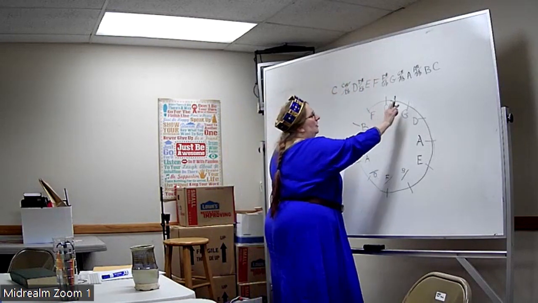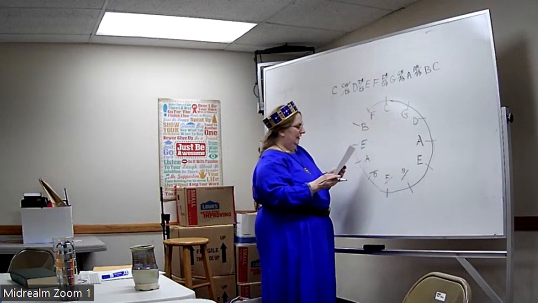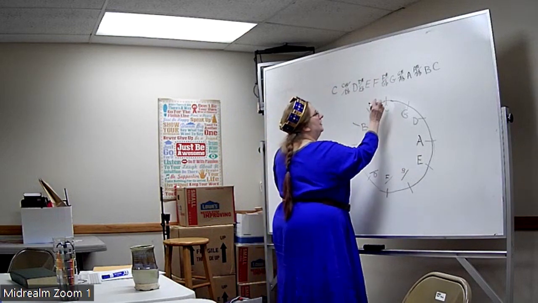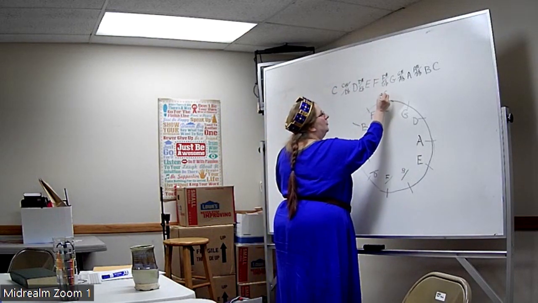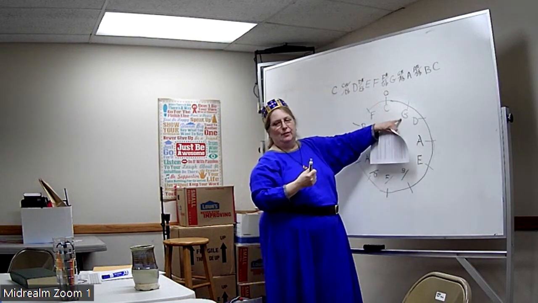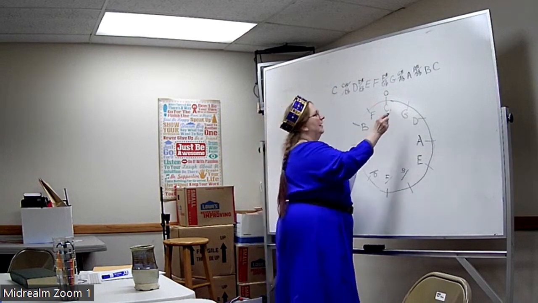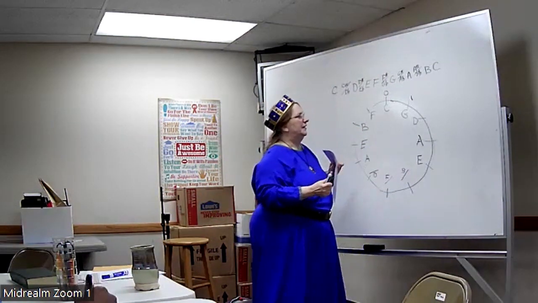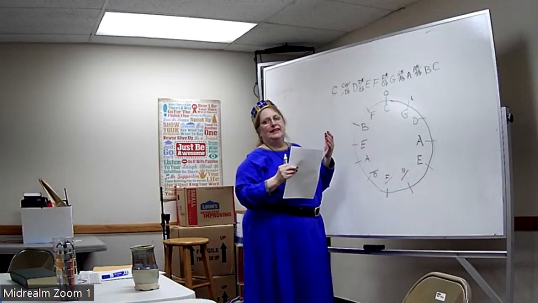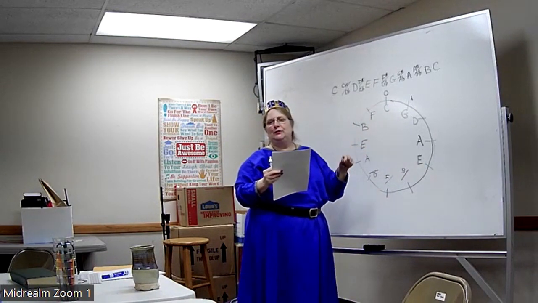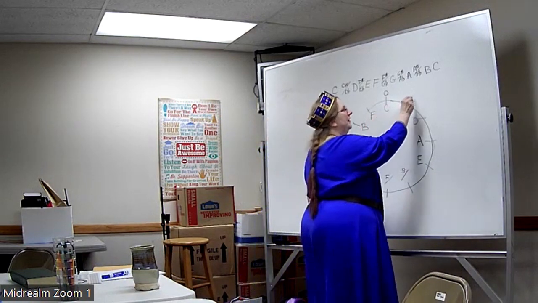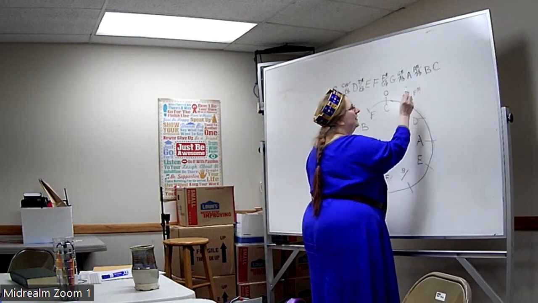So when we go clockwise, it is sharps. C has 0 sharps. G at 1 o'clock has 1 sharp. Now, the way we know which sharp is the mnemonic, which was the order of sharps, Father Charles. So F is the sharp in the key of G.